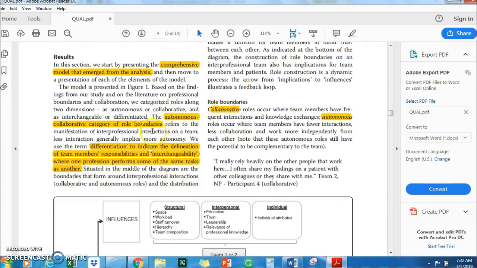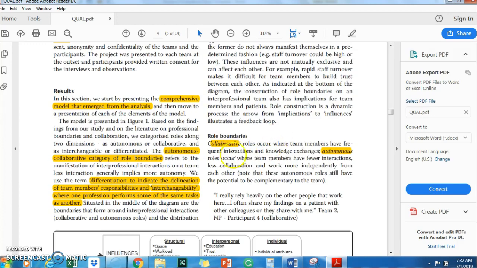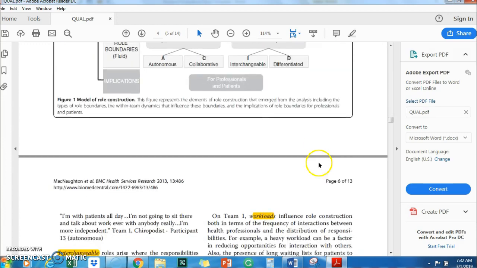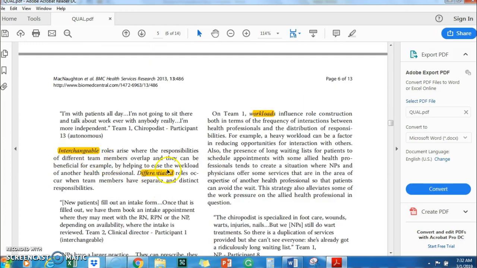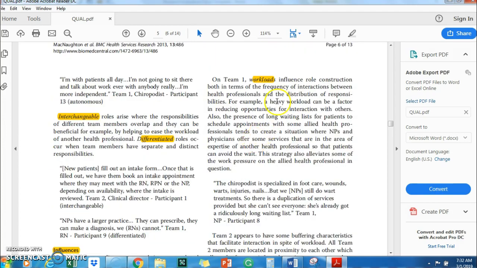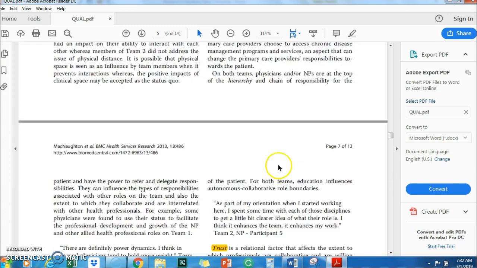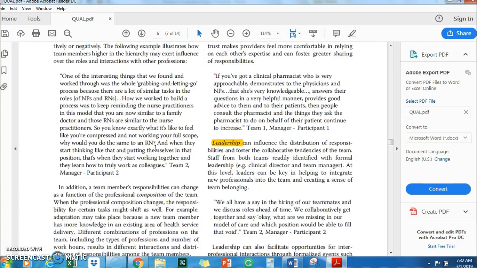They talked about the different boundaries, differentiation, or the dimensions. Let me see here. Collaborative, these were the two dimensions, collaborative and autonomy. And then there was the dimension of interchangeable and differentiated. That's why I wrote it up there. They talked about the influence, structural, and what themes were under those, workloads and turnover. I didn't put that in there. I said there were themes there.